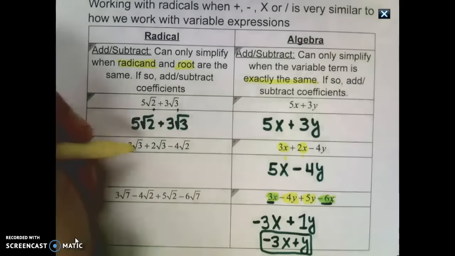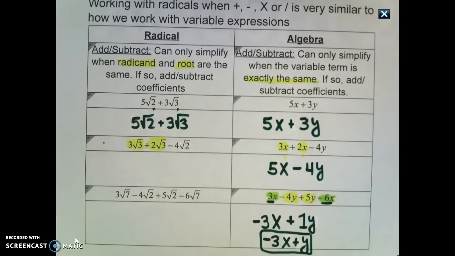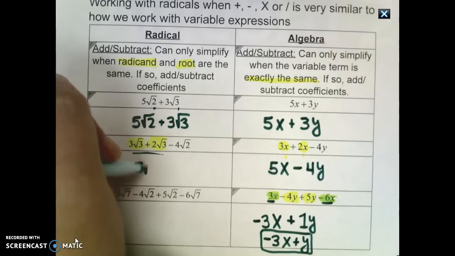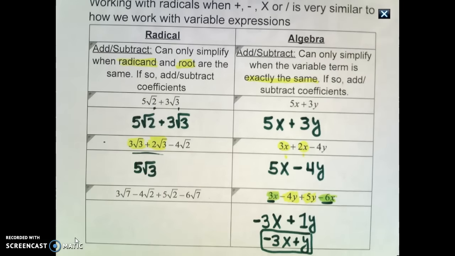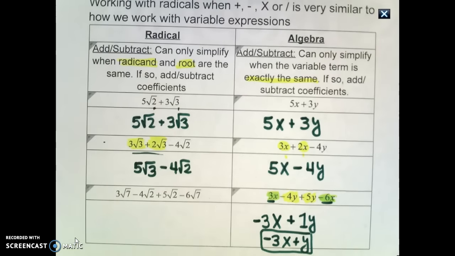Going to example 2, so these are parallel to each other. The 3 root 3 and the 2 root 3 can be combined because they both have a radicand of 3. So I can add these two together by adding their coefficients together, just like we did with the algebra example, which means this is going to be 5 root 3. Now the 4 root 2, because it has a different radicand, cannot be combined. And so this would be our final answer here.